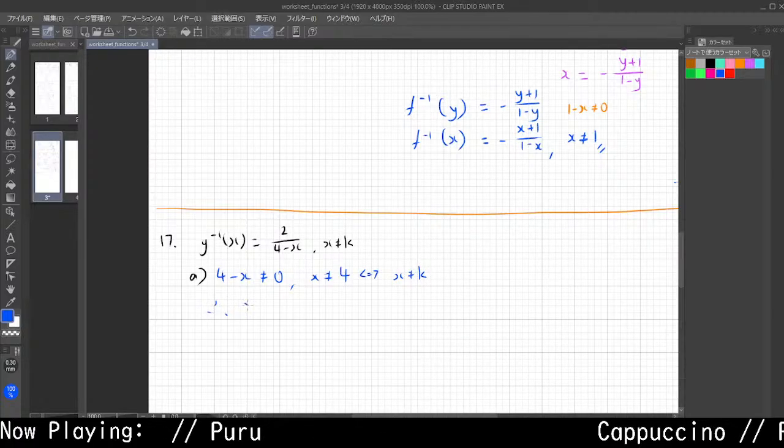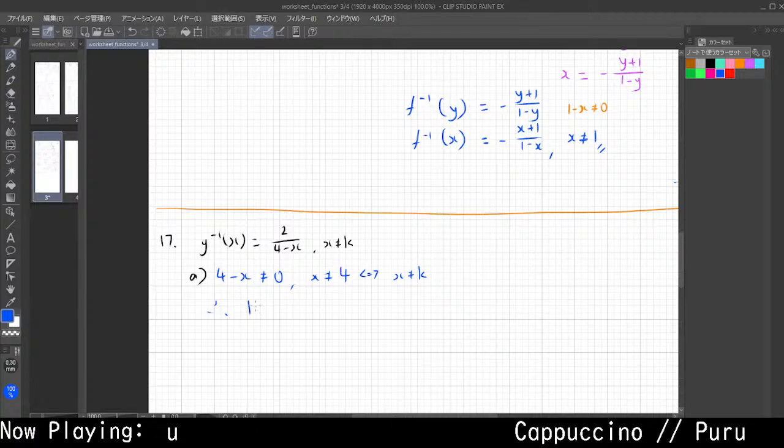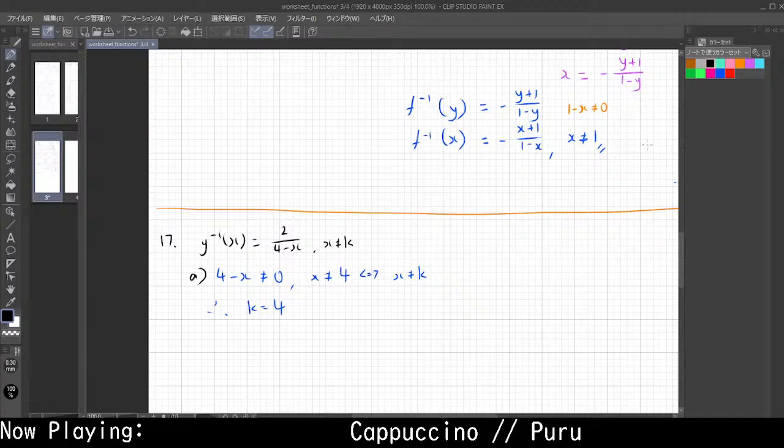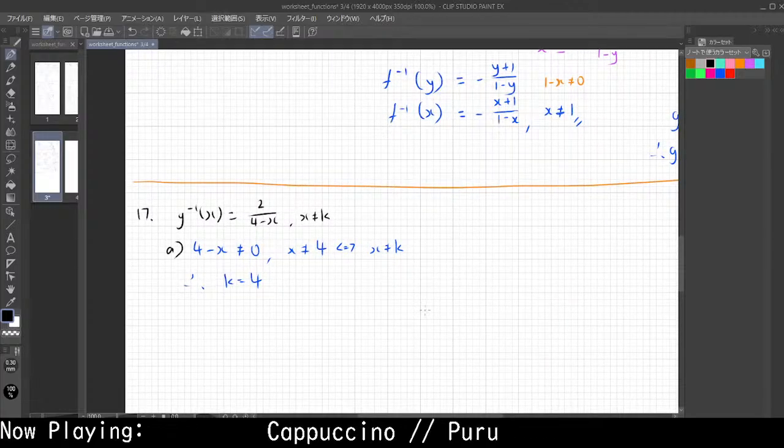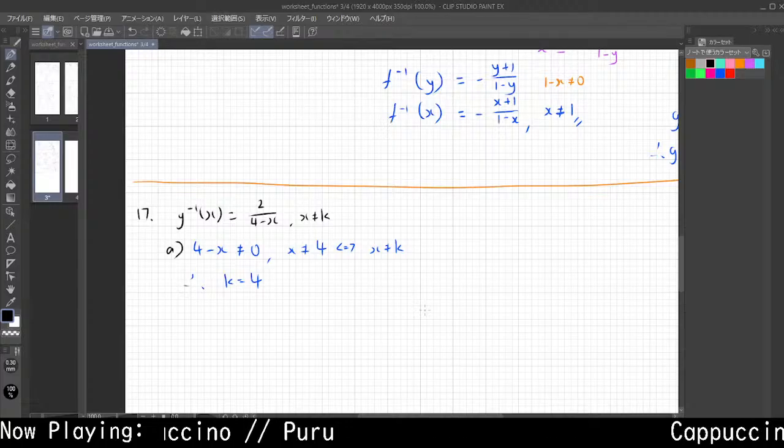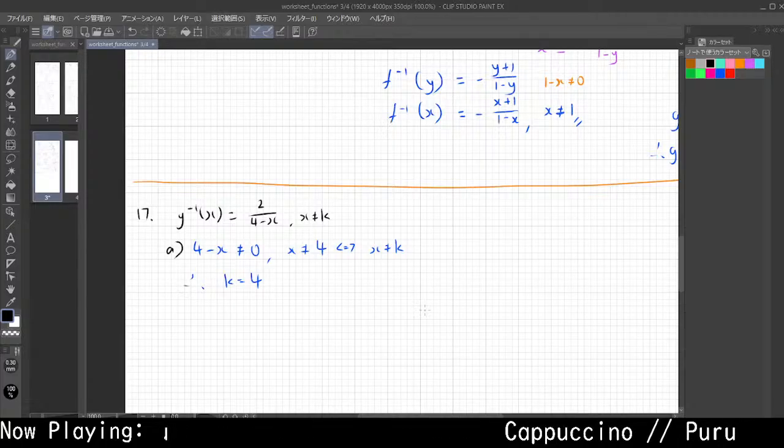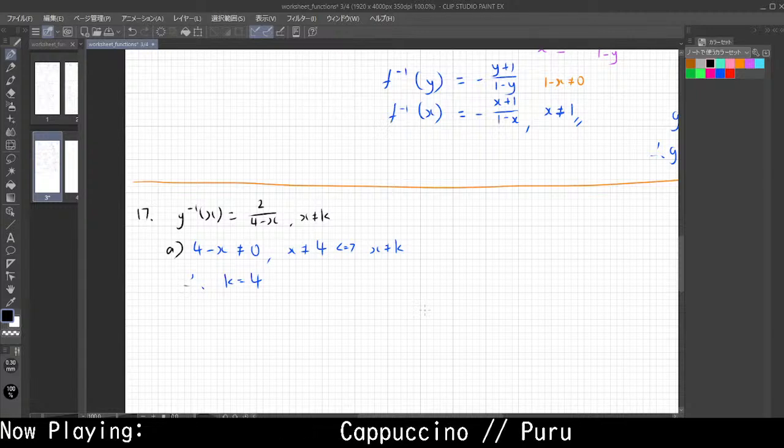therefore k will be equal to 4. That's it. If you want to skip this process, you can, because it only carries 1 mark, which only expects 1 line of answer, a very direct answer.